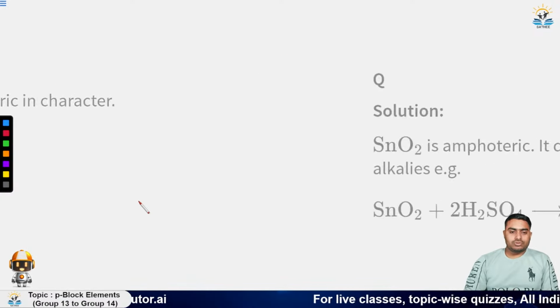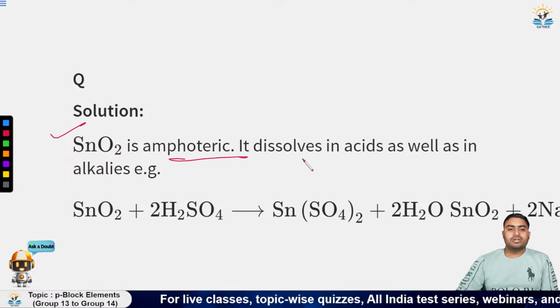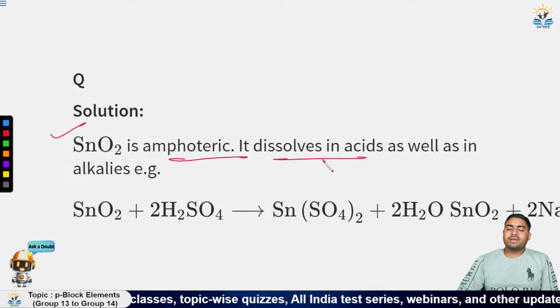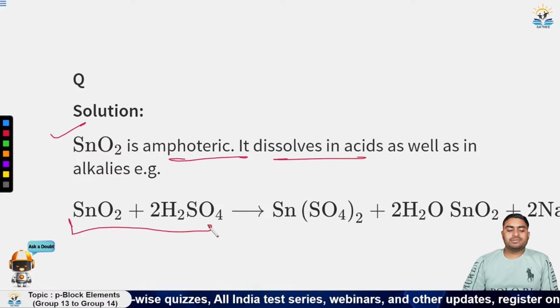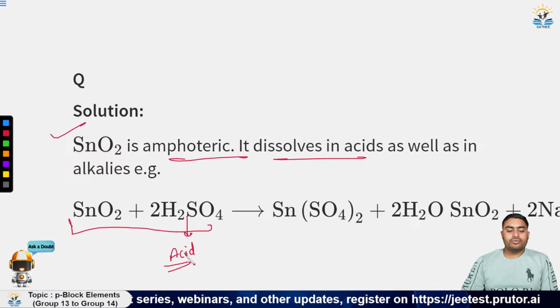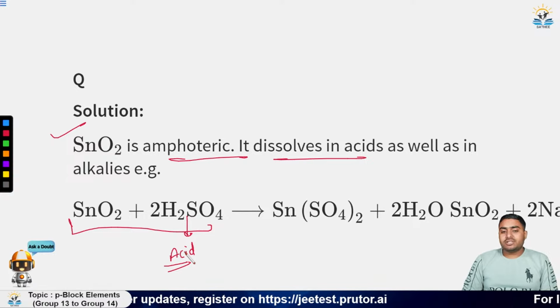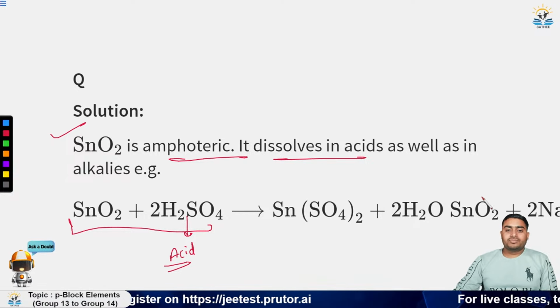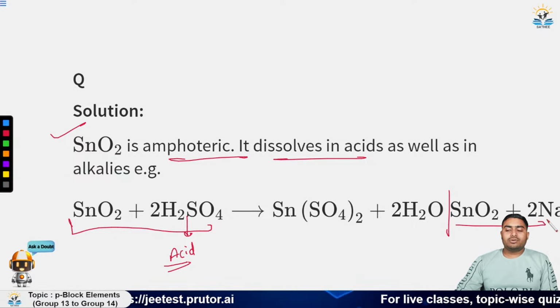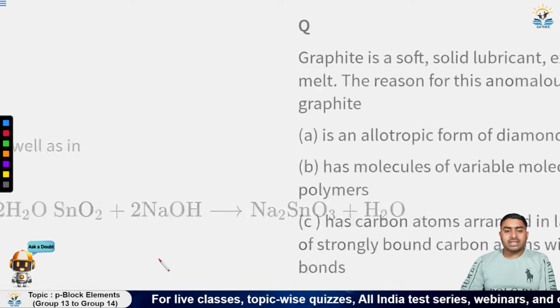So you have to choose the answer, and the answer to this question is SnO2, which is amphoteric in nature as it dissolves in acids as well as in bases, right? You can see SnO2 reacts with H2SO4, a strong acid called sulfuric acid. SnO2 plus 2H2SO4 gives Sn(SO4)2, tin sulfate, plus 2H2O. Similarly, SnO2 can react with 2NaOH. The next part is very interesting.